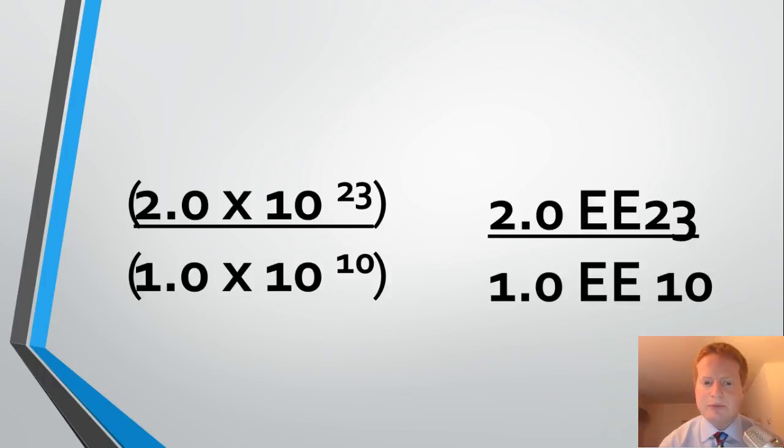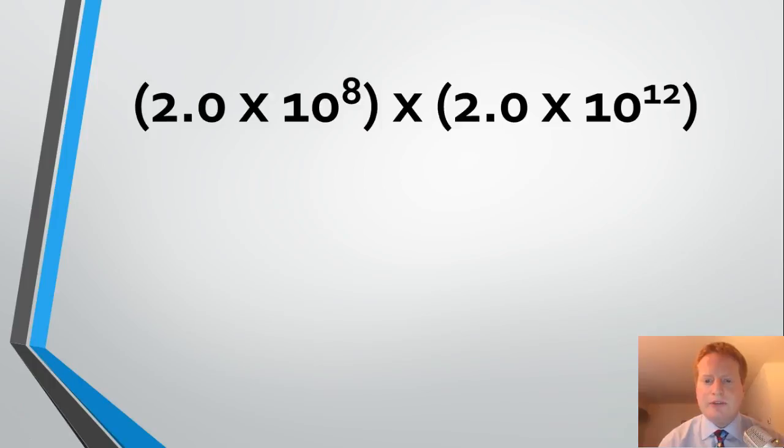So for example, if we wanted to do this problem now, instead of writing 2.0 times 10 to the 23rd, we would write 2.0 EE23 in the calculator, right? And then we would write 1 EE10 for this other number, and then we'd get the correct answer that way. This way we'll actually divide properly. So that's a good shortcut.